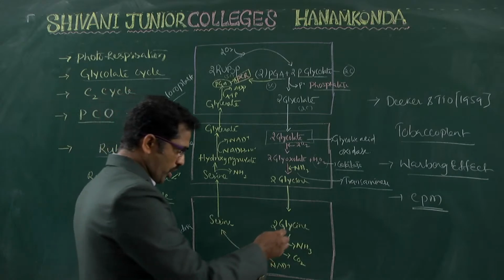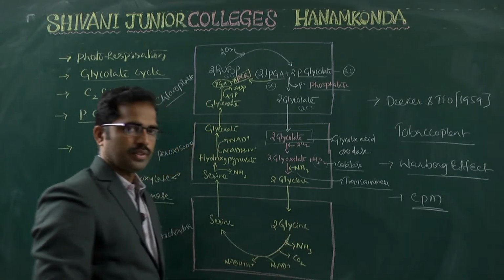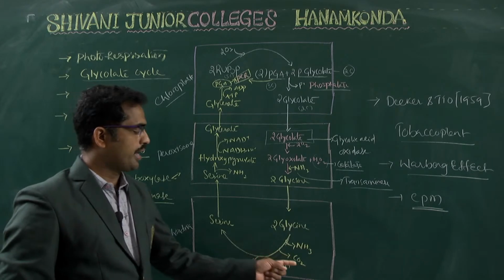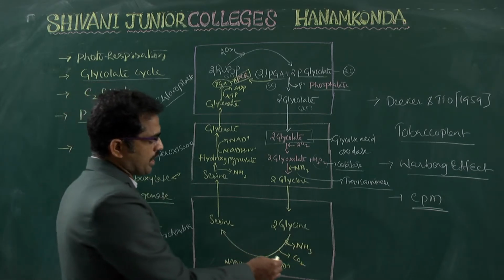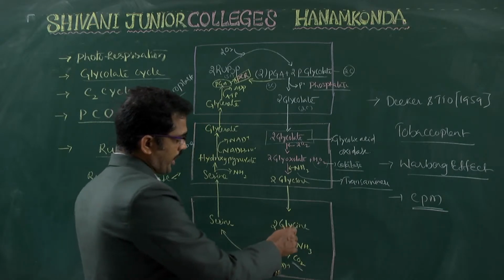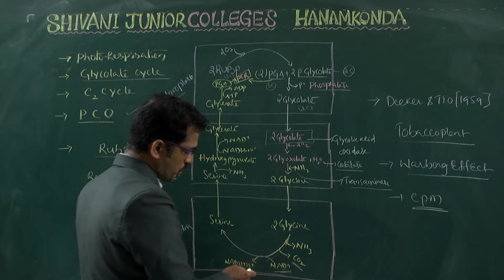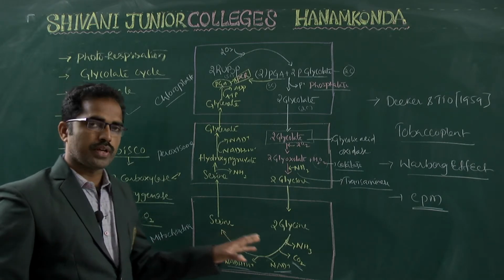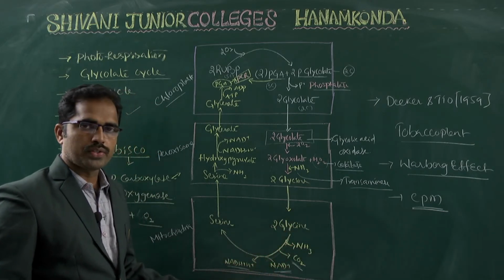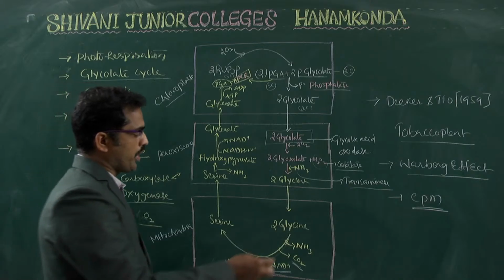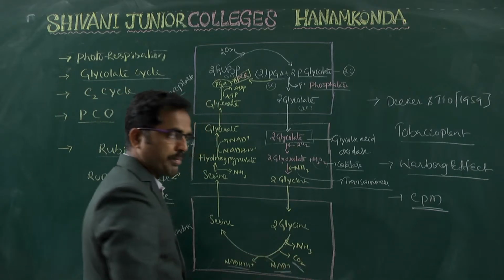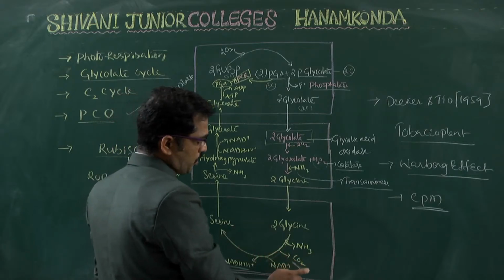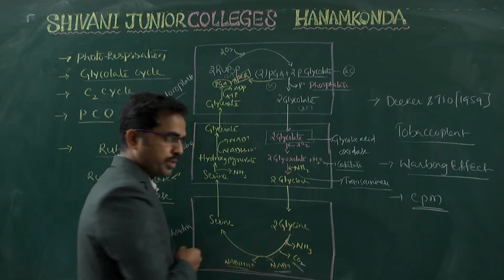Whenever it reaches the mitochondria, these 2 molecules of glycine undergo oxidative decarboxylation. Then there is a release of CO2. This reaction is an oxidation, so NAD plus converts to NADH plus H plus. In this oxidative decarboxylation, there is a loss of CO2. If there is 100% CO2 in these components, about 25% of the CO2 is lost by this process.